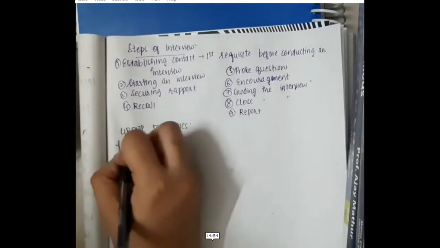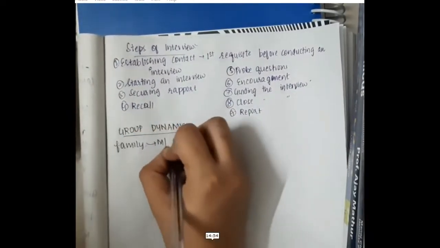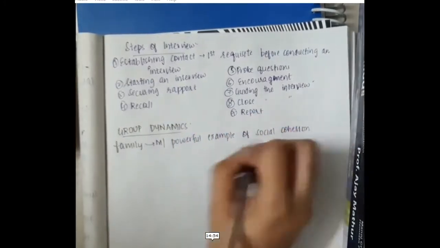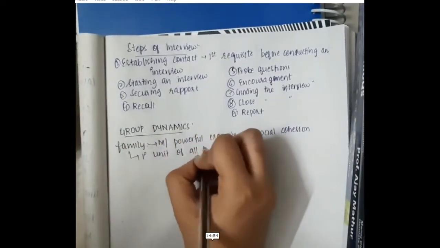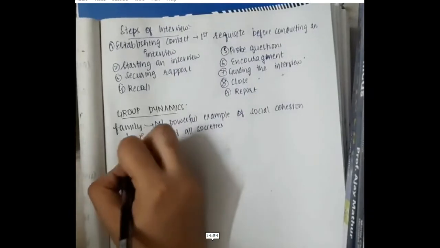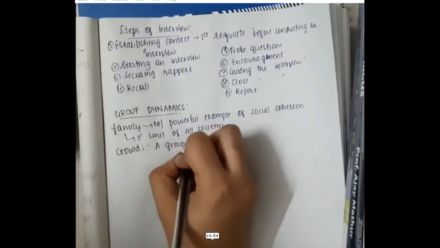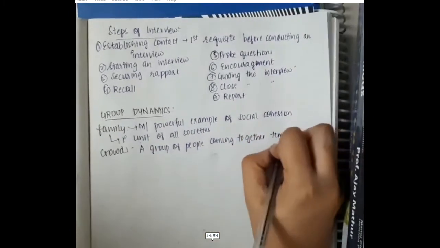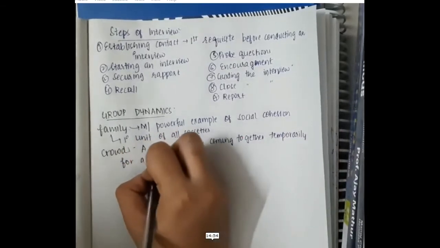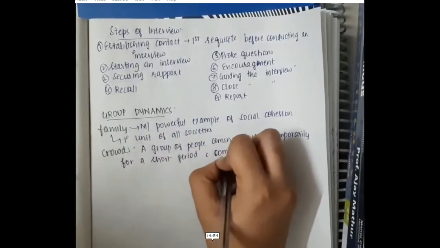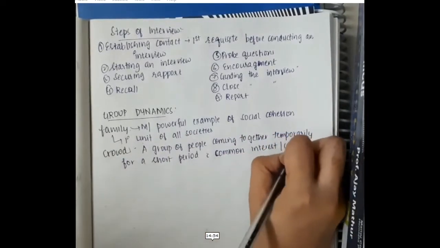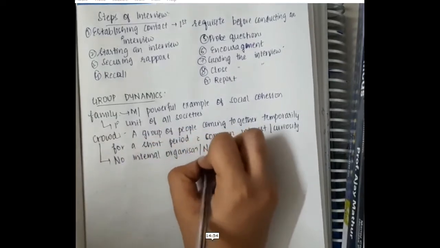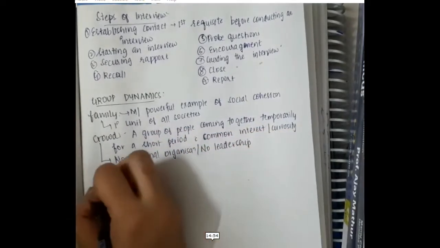Then we have some important lines about group dynamics. Family is the most powerful example of social cohesion. Family is the primary unit of all societies. Crowd is a group of people coming together temporarily for a short period with common interest or curiosity. Crowd has no internal organization, and it does not have any leadership.